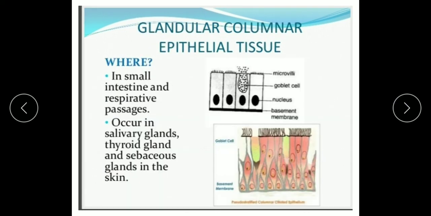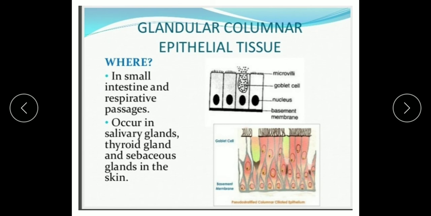So, where is it located? Glandular columnar epithelium occurs in the small intestine, on the respiratory passage, in the salivary glands, thyroid glands, and sebaceous glands in the skin. Sebaceous glands means oil glands.